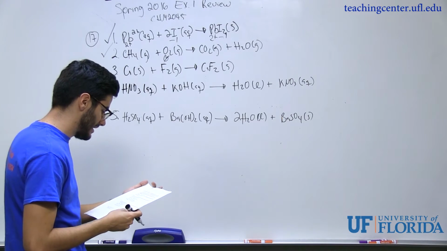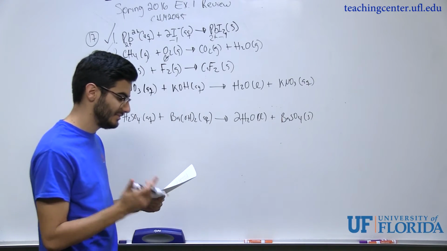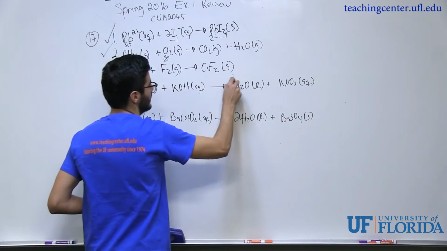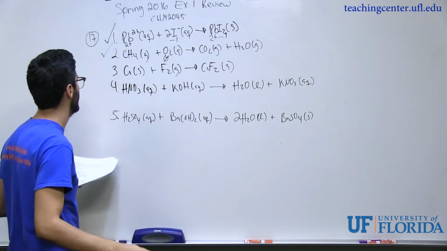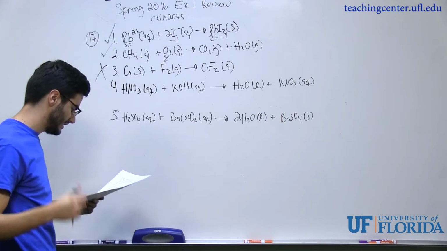Number 3 is saying calcium solid plus fluorine gas makes calcium fluoride. It's a precipitation reaction and a redox reaction. Well, we do get a solid, but it's not coming from two aqueous things. So this is not a precipitation reaction. That's a precipitation reaction, this is not. So that's already our answer.